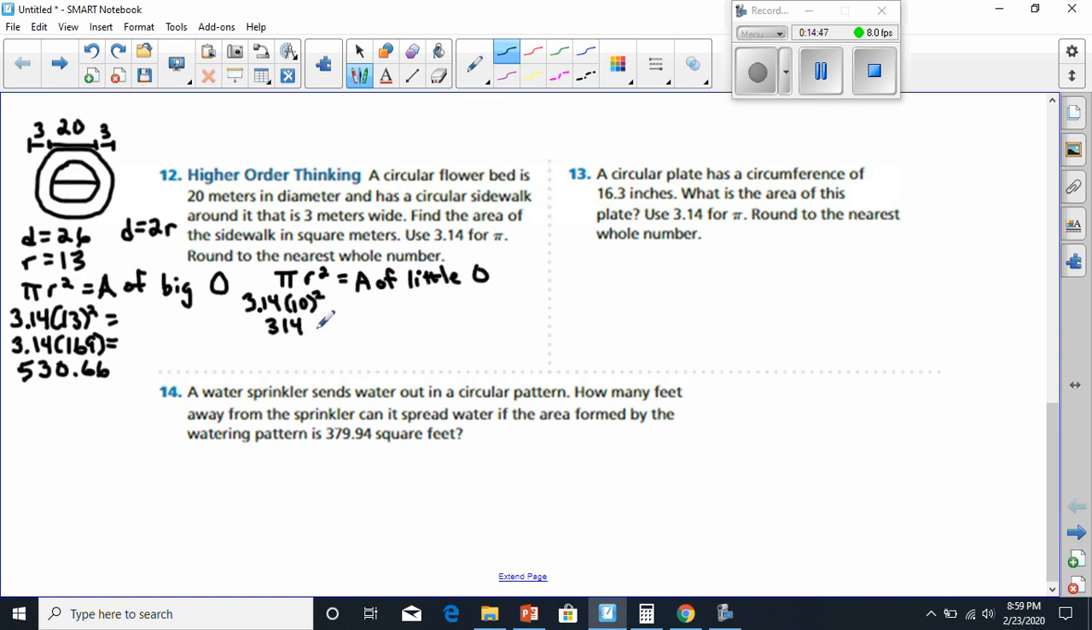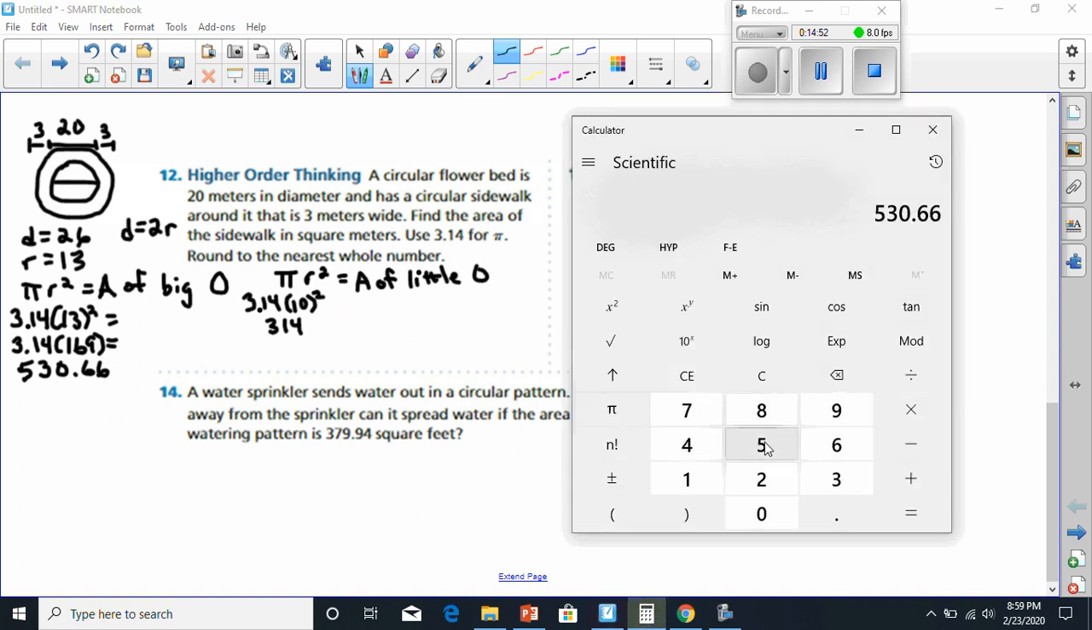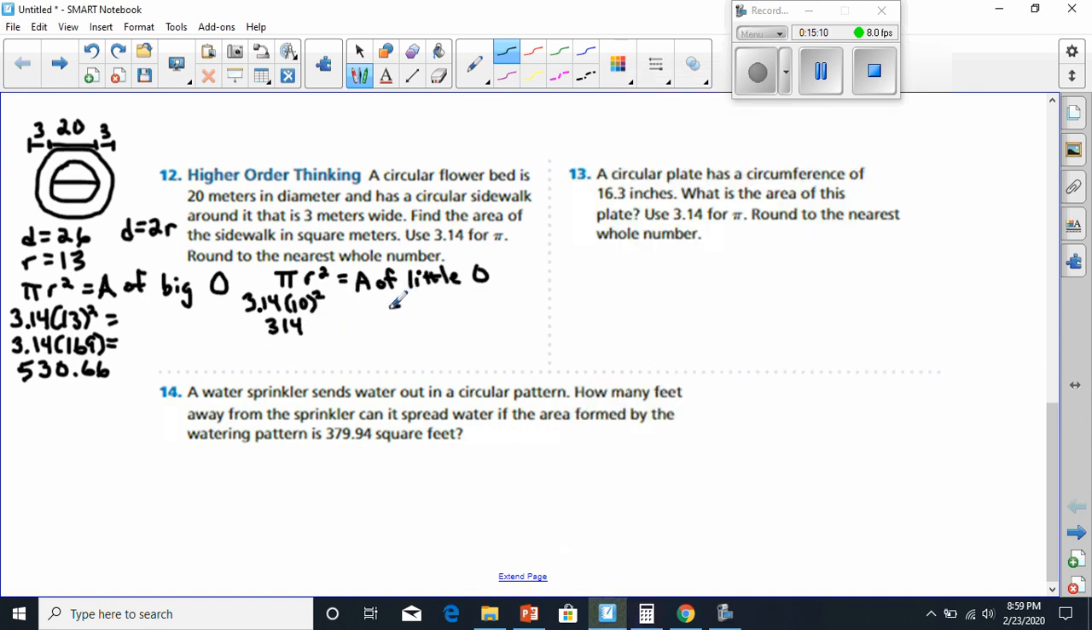I'm going to double check that. That's just what I feel it is. Let's see. First, 10 times 10 equals 100, then times 3.14. So you can see that gives me 314. Now I've got to take that big number, 530.66, and subtract 314 from it.